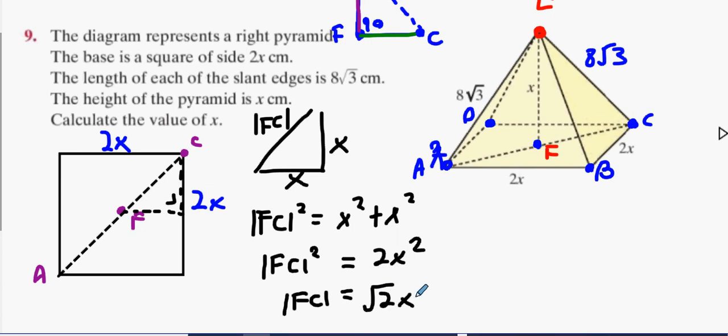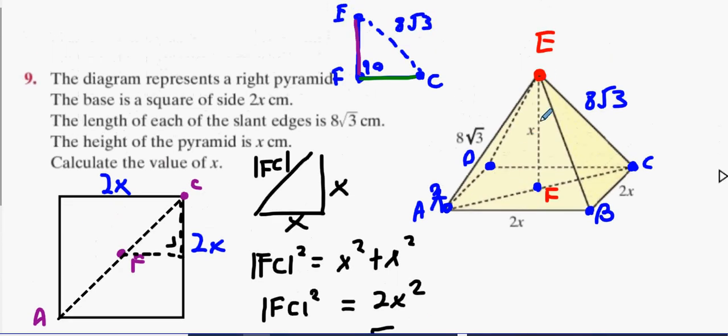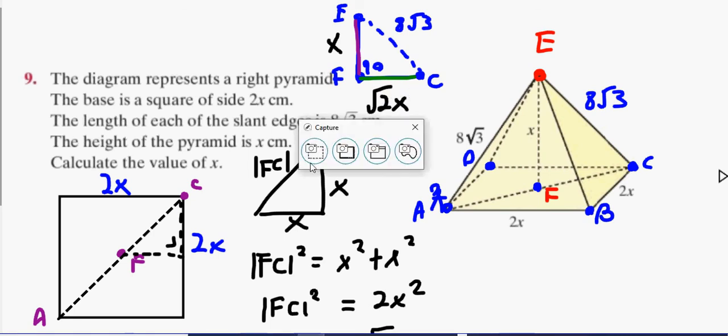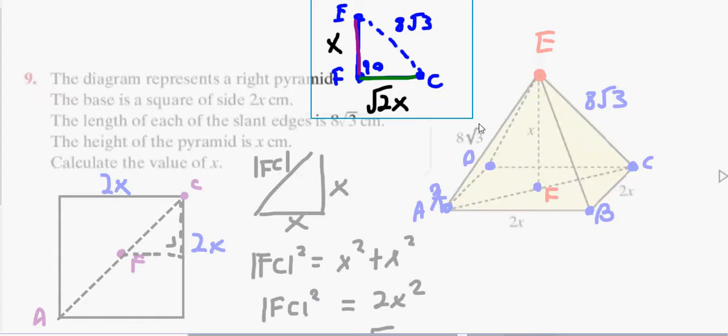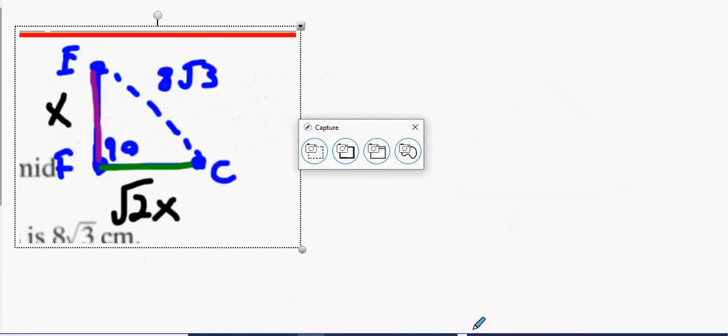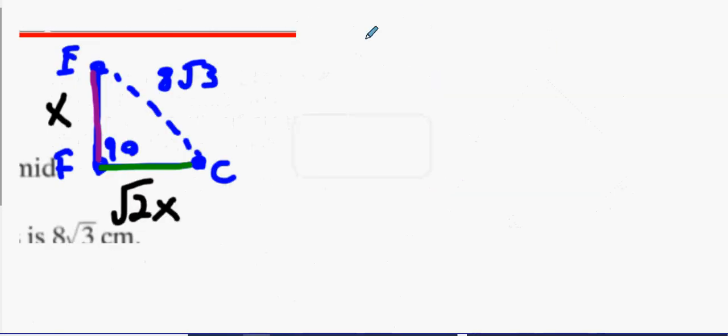Everybody happy so far? Now, let's go back. What does it tell you about the height of the pyramid? It's actually x. And this here is root 2x. So would anybody know how to finish this off? Just using this information here. What would you do? Pythagoras' theorem.